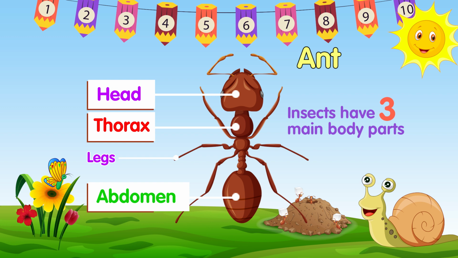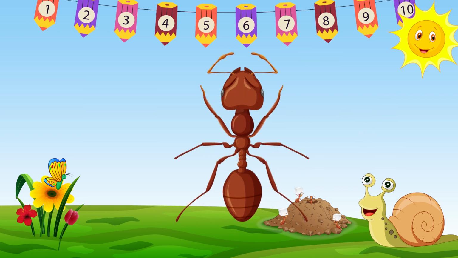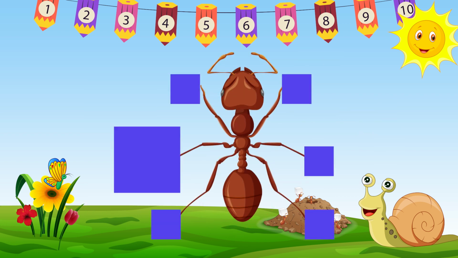Okay? And then the last thing is the tummy, the abdomen. It's the tummy. You know what it contains? The tummy. So now you can see that insects have 6 legs. How many legs? 6 legs, not 8.